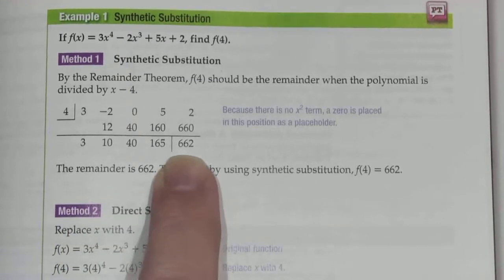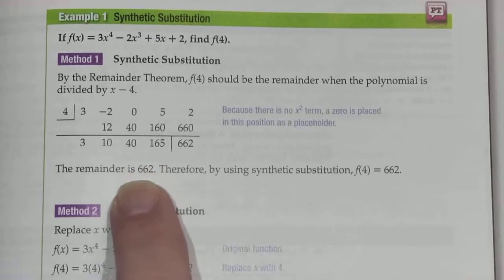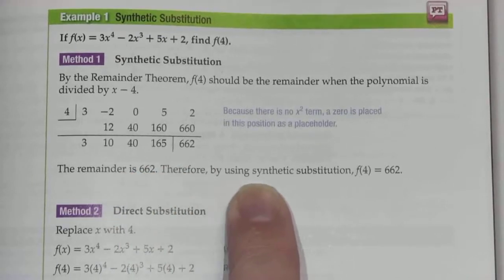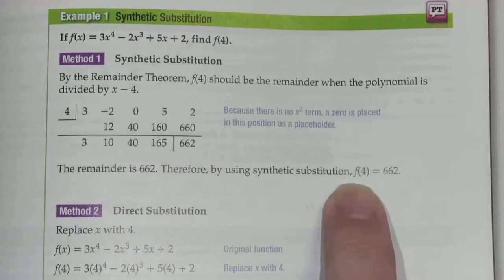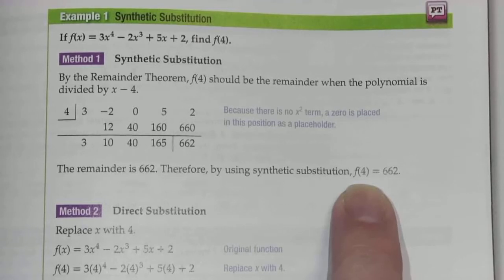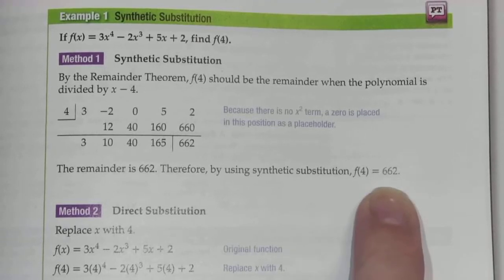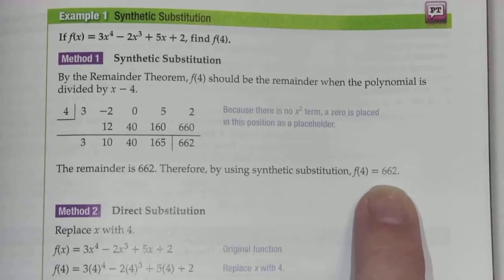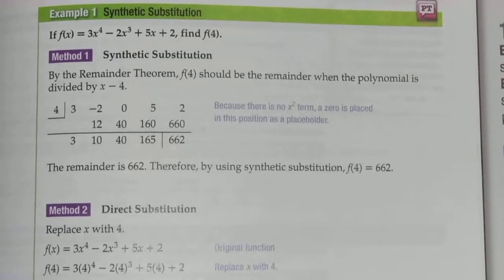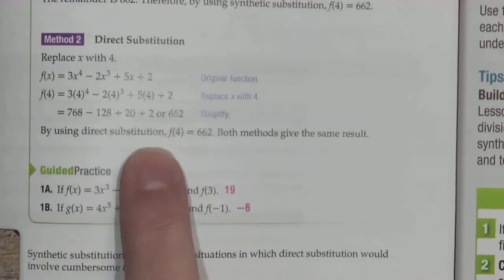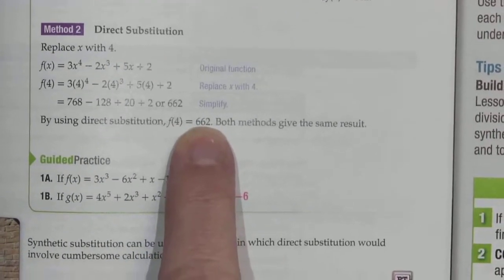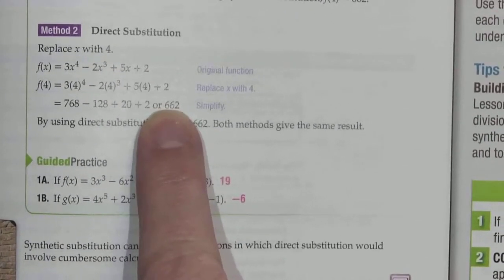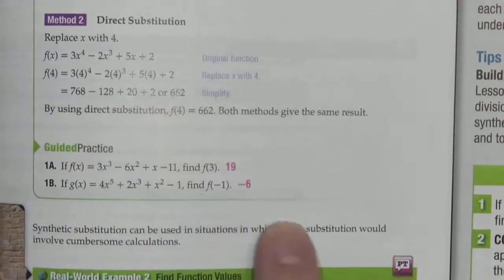Okay, so the remainder that you see here is 662. Therefore, by using synthetic substitution, f of 4, meaning when you plug in a 4 for the x, you're going to get 662 for the y, or the f of x, right? Okay, and when they did it down here, they got the same thing, 662, right there. They got the answer out as 662.